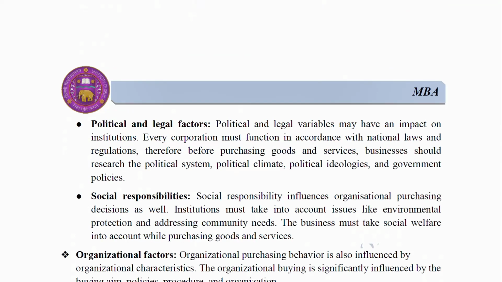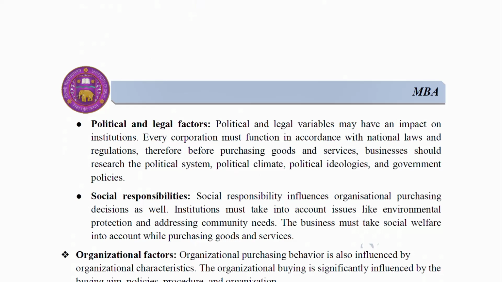Political and legal factors: political and legal variables may have an impact on institutions. Every corporation must function in accordance with national laws and regulations. Therefore, before purchasing goods and services, businesses should research the political system, political climate, political ideologies, and government policies.